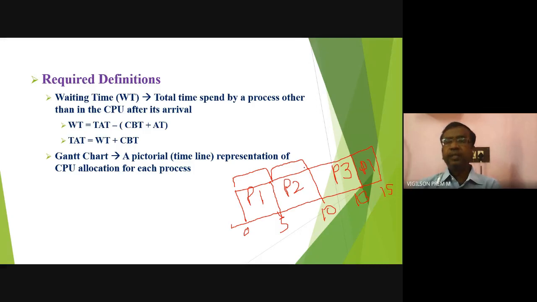Then P3 enters the CPU and uses the processor from the 10th second to the 13th second. Once again, process P1 is using the CPU from 13 seconds to 15 seconds. This is how we represent the Gantt chart for each process during scheduling.